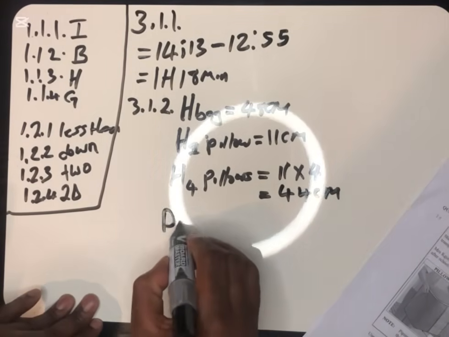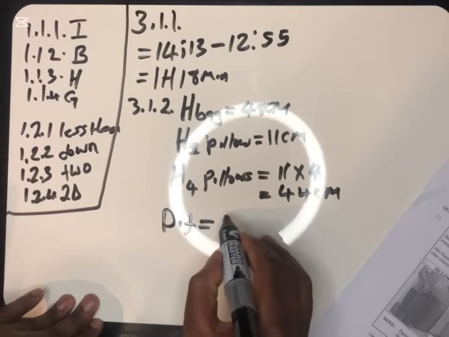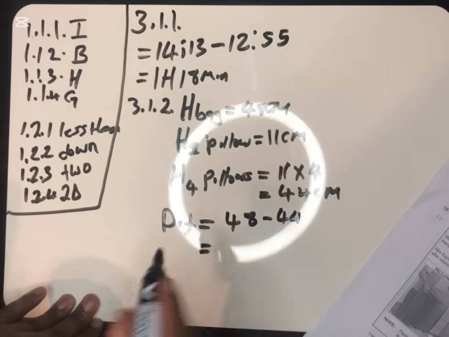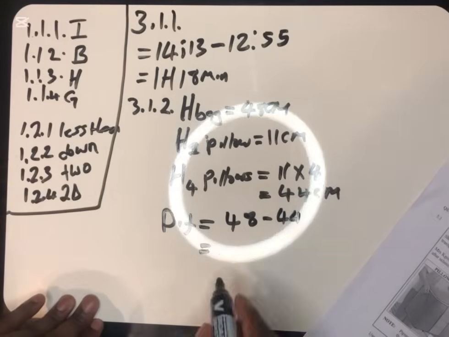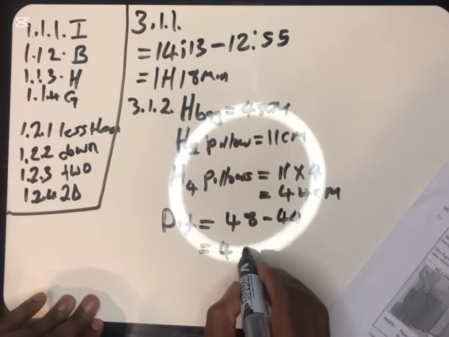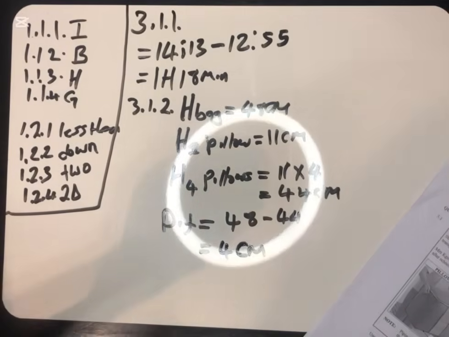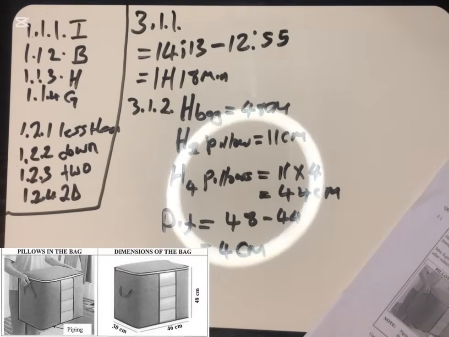Then the difference between the two is going to be 48 minus 44. What is 48 minus 44? We know that the difference is going to be 4 centimeters. Somebody can ask, how do you tell that we are having 4 pillows inside this bag? You can see that it's visible. If you look at the transparent part of this bag, you can see that we are having 4 pillows in there. It's very much visible.